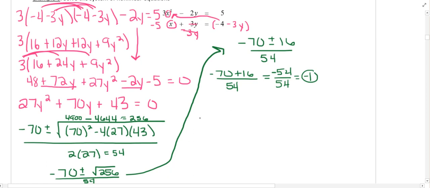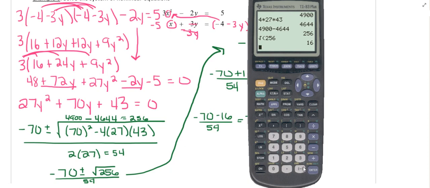Okay, then we have negative 70 minus 16 over 54. That's going to give us a negative 86 over 54, which we are going to have to go ahead and see what that comes out to for a fraction here. We can reduce that. Negative 86 over 54. And that gives us a negative 43 over 27.